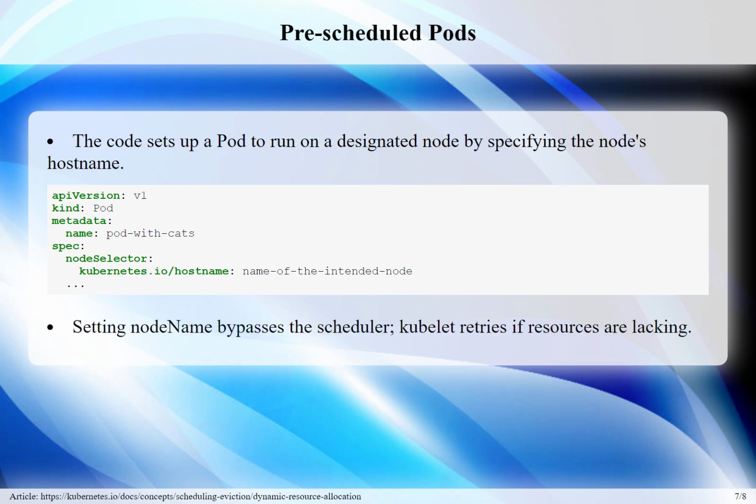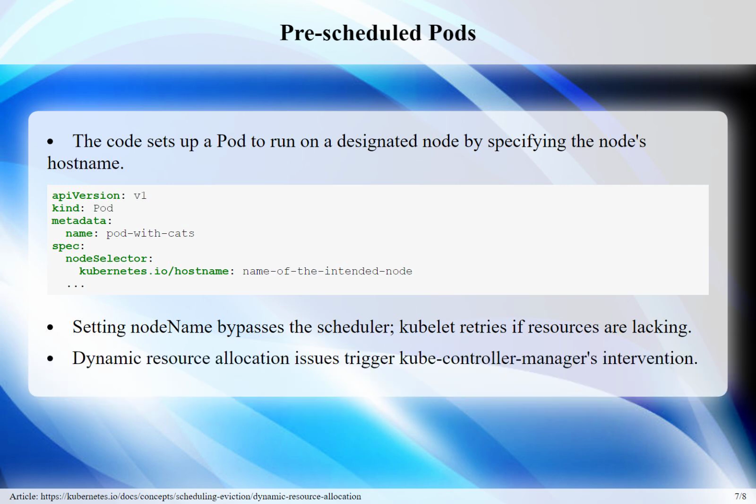When a pod is created with the node name specified, it bypasses the scheduler. If necessary resources aren't allocated, the kubelet can't run the pod, but will try again as conditions may change. This situation can occur if dynamic resource allocation is disabled or during configuration discrepancies. The Kube Controller Manager attempts to resolve this by triggering resource allocation.